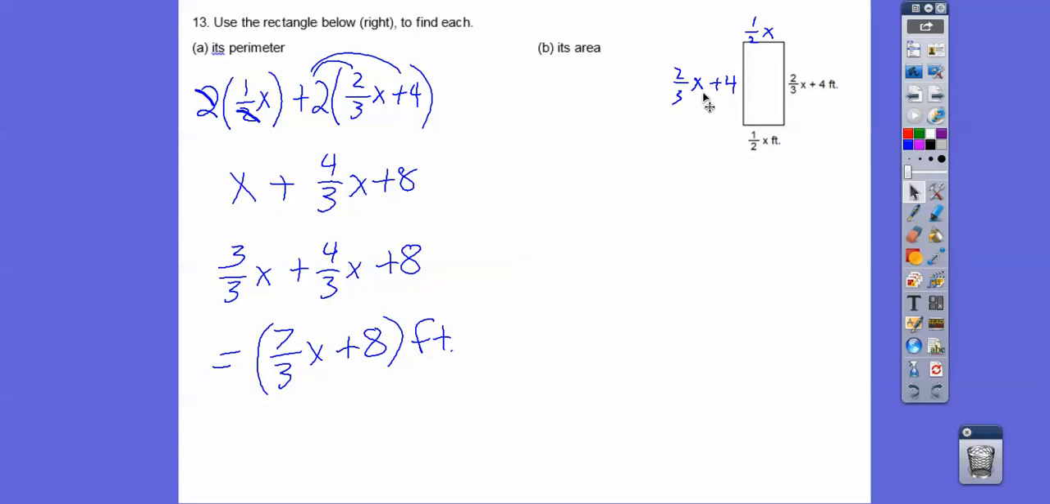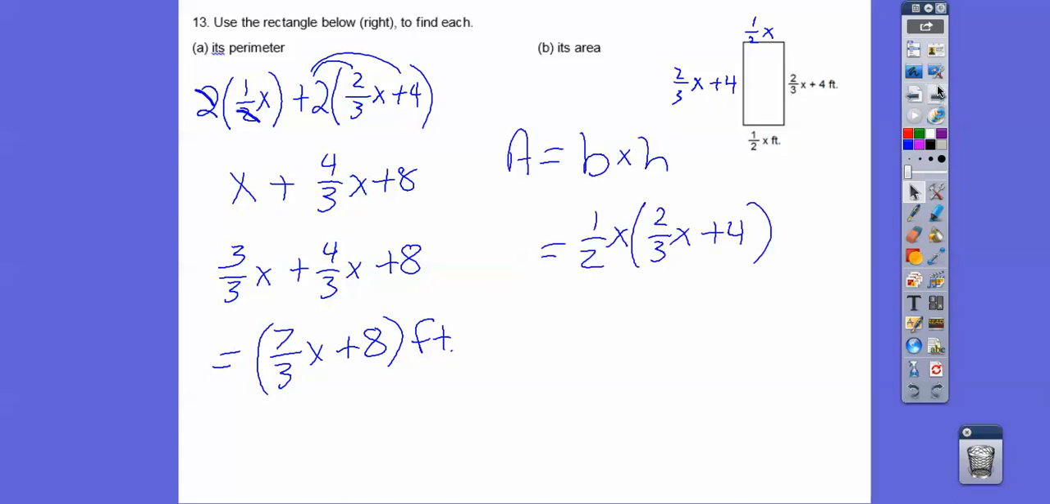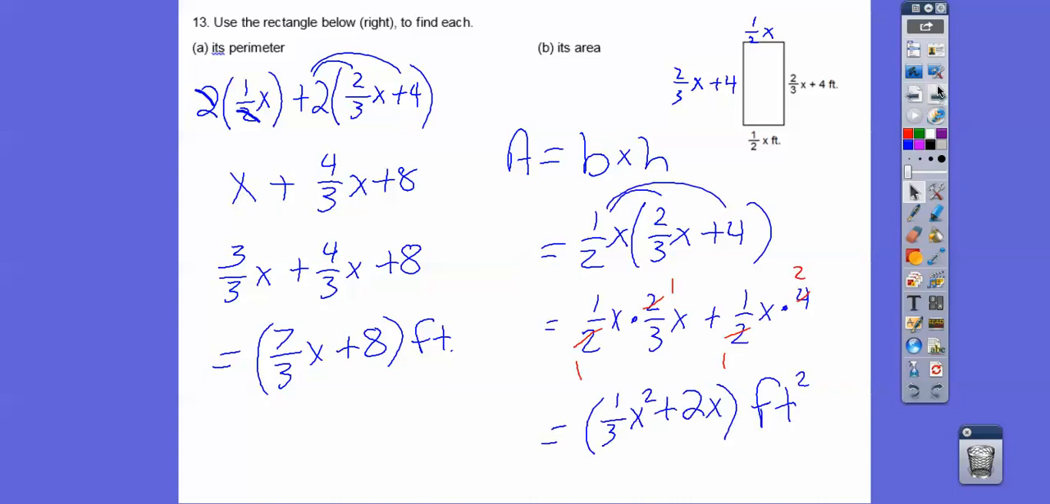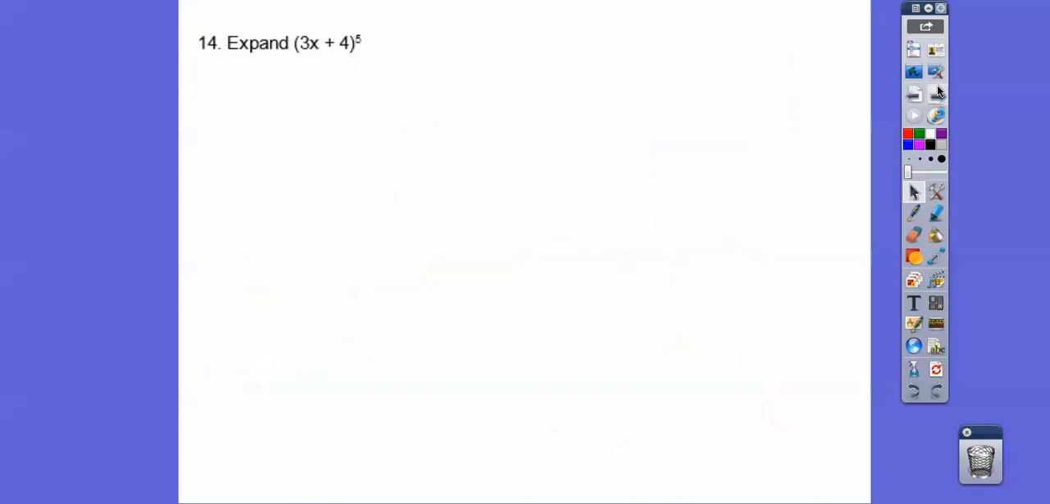Okay, area is length times width or base times height, depending on your teacher. So distribute that through and get that. Okay, sorry for my messy writing. I'm just trying to get this up for my kiddos.